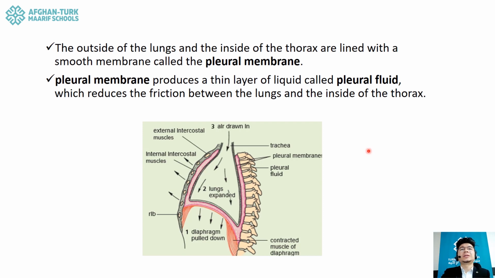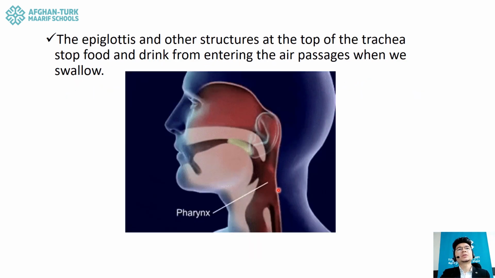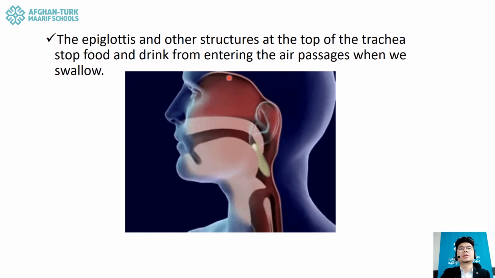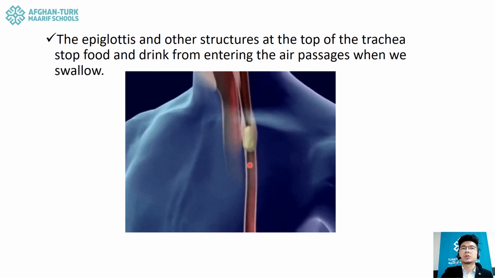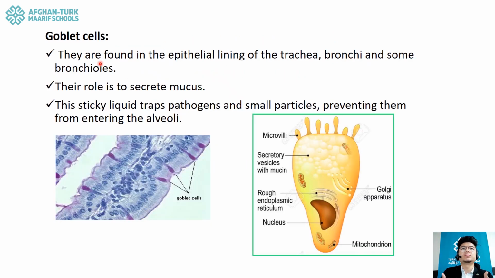The outside of the lungs and the inside of the thorax are lined with a smooth membrane called the pleural membrane, and this membrane secretes a kind of fluid called pleural fluid, in order to reduce the friction between the lungs and the thorax. The epiglottis, as I have told you, is the separator of the food way from the airway, and that's all about the epiglottis.